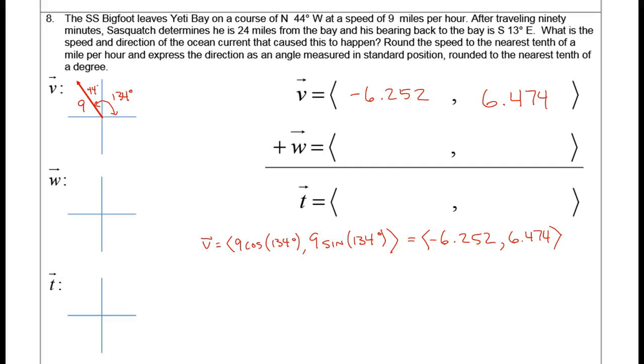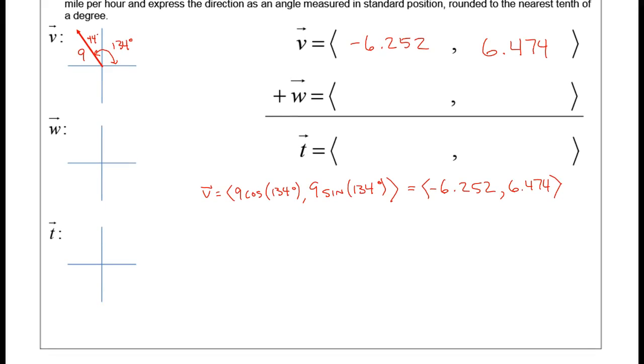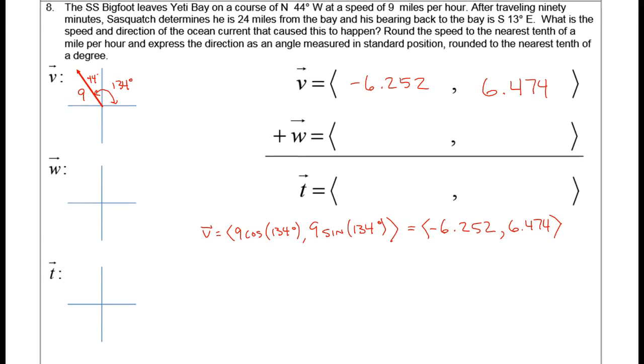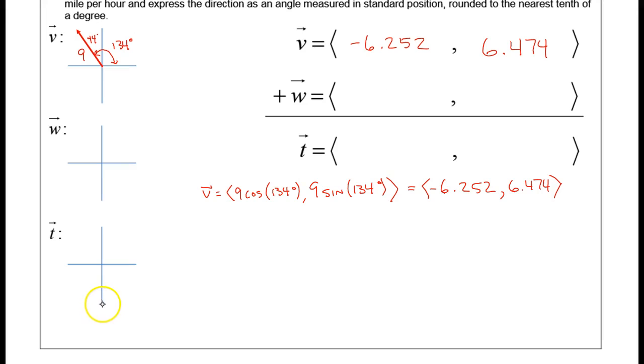After traveling for 90 minutes, Sasquatch determines he is 24 miles from the bay, and his bearing back to the bay is south 13 degrees east. So this is information about the true vector, because it says he determines this is where he actually is. So in order to look back to the bay at south 13 degrees east, we're going to say that this is the bay and this is where the boat ended up. So in order to look south 13 east, I'm going to sketch in where that angle occurs.